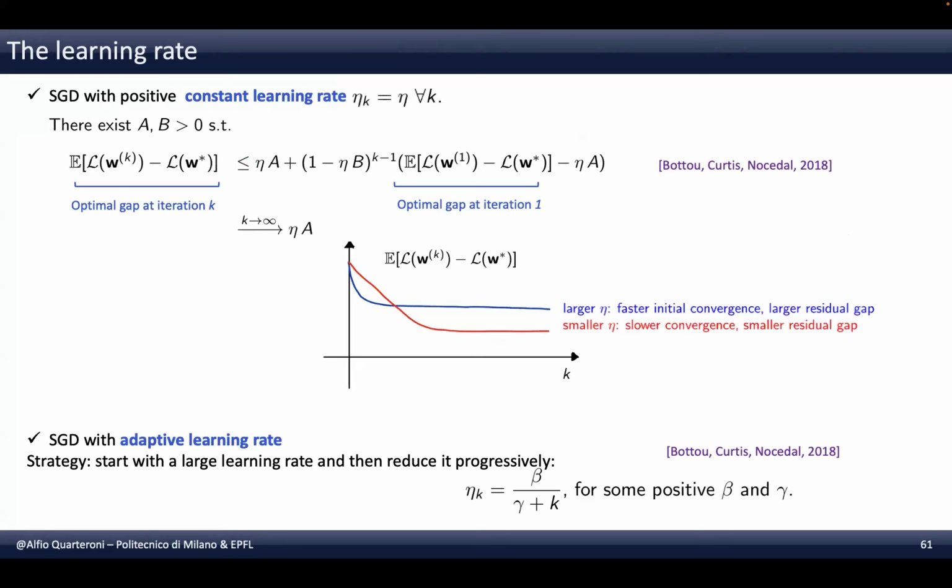Of course, the point is how you choose the learning rate. And here you have some, say, recipes, and this is experimental, but it works reasonably well. It's eta_k given by beta divided by gamma plus k. So basically, it is like the inverse of the iteration, so it goes to 0 in the end, and beta and gamma again should be chosen experimentally.